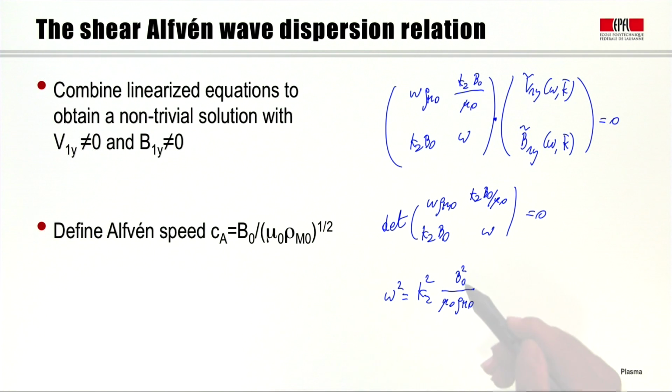In this dispersion relation, there is a very important term: B0 square divided by mu0 rho m0. This is the square of the Alfvén speed, Ca. We can then cast this dispersion relation in a way that shows the Alfvén speed and the angle between k and the equilibrium magnetic field. This is the final form for the dispersion relation of the shear Alfvén waves: omega square equals k square Ca square cos square theta.